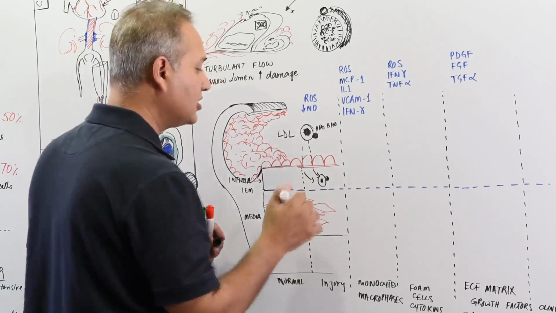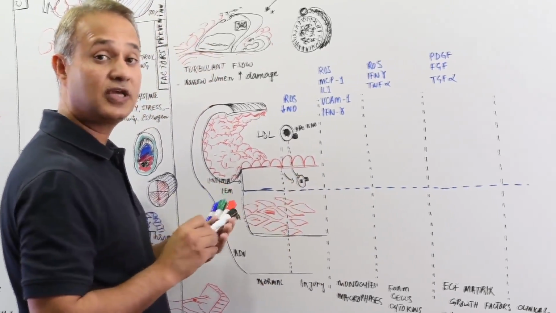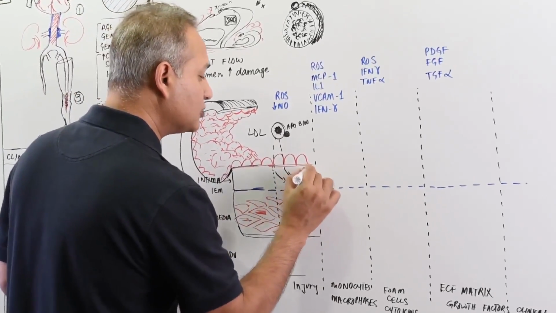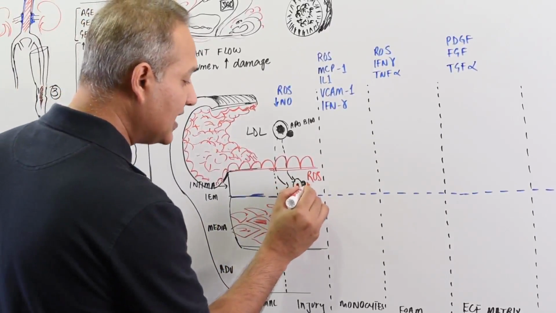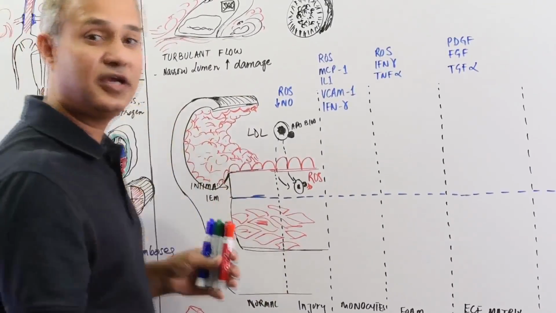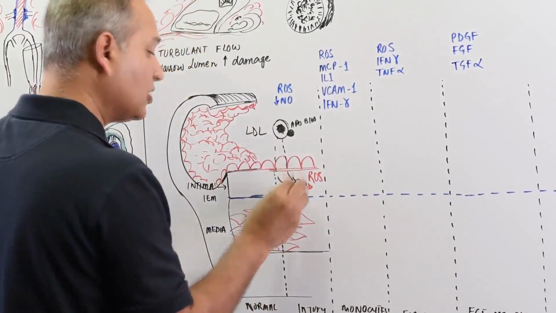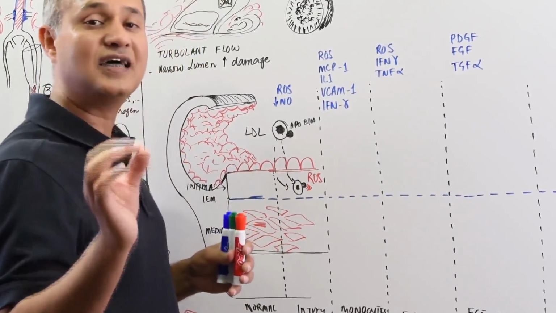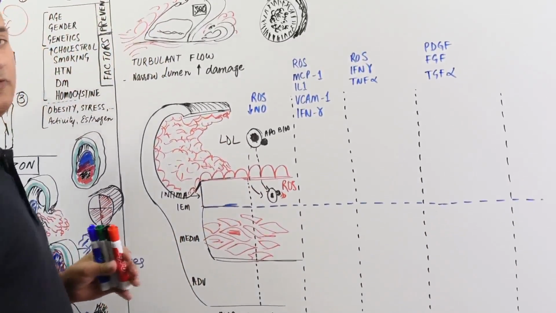Now how would the LDL cause the injury? It would come down inside. When it comes inside, in the tunica intima, there are reactive oxygen species present here. What happens is this LDL becomes oxidized. So injury initiation has the reactive oxygen species working with the LDL in the intima to create oxidized LDL.